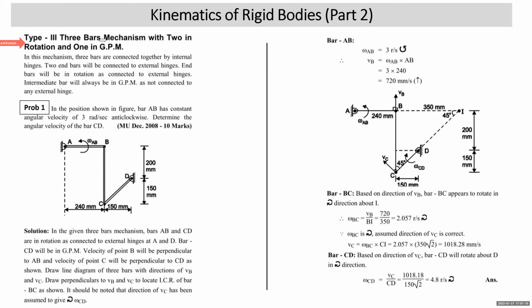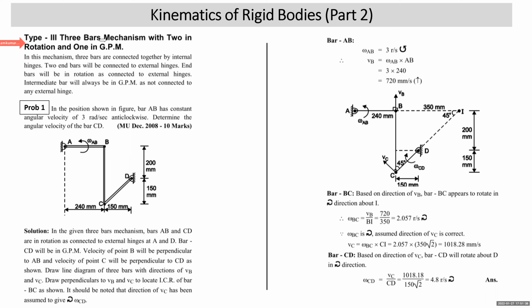Now, the three bars mechanism with two in rotation and one in general plane motion. As in type 1, we had a single bar in GPM. In type 2, we had a two bars mechanism with one bar in rotation and another in GPM. In this type, we'll have a three bars or three rods or three beams mechanism, where two will be in rotation and one will be in general plane motion.